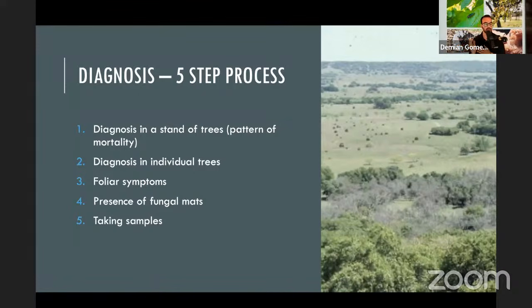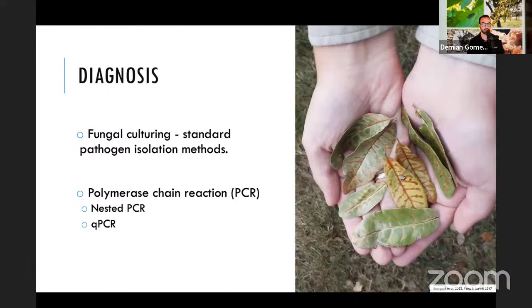And ultimately, in some cases, we also take samples for lab confirmation, because in some years the symptoms can be confused with something else. We try to be careful, and we encourage people to take and submit samples for diagnosis. So when we talk about diagnosis, typically we talk about fungal culturing, through standard pathogen isolation methods. Here in Texas, the Texas Plant Disease Diagnostic Lab does a great job, and we work very closely with them for diagnosis of the pathogen.